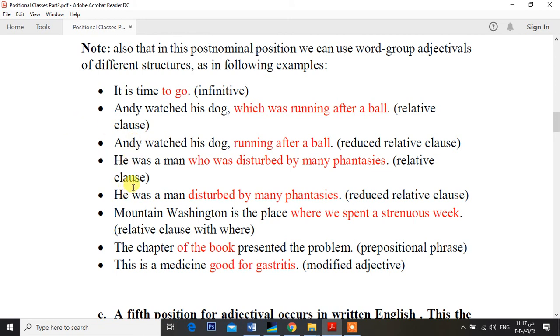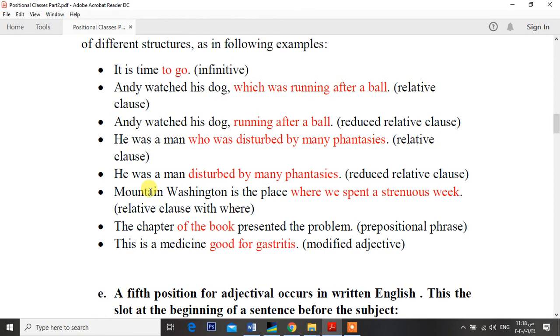The next one: he was a man who was disturbed by many fantasies. So here is a relative clause. The words in red are regarded as a relative clause, and we can also reduce this relative clause to: he was a man disturbed by many fantasies, so we omit who and was. The next: Mountain Washington is the place where we spent a strenuous week. Also a relative clause with where.